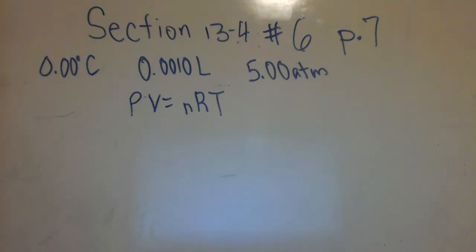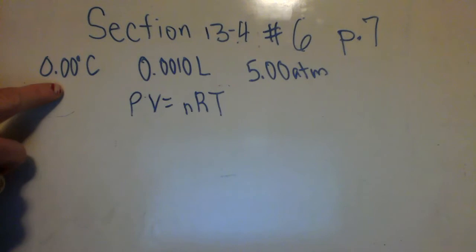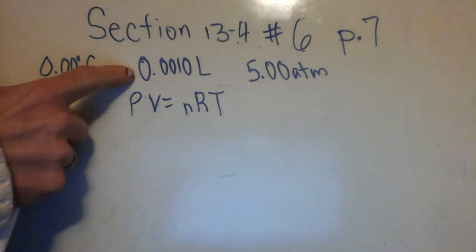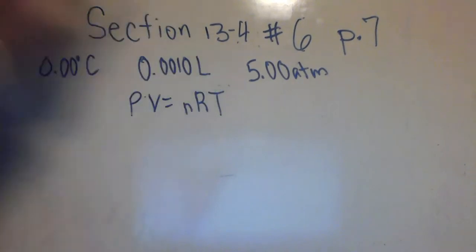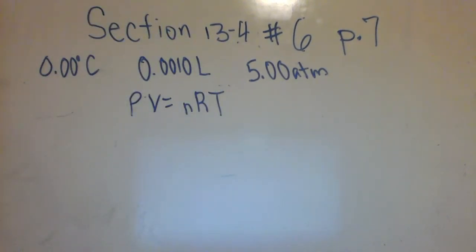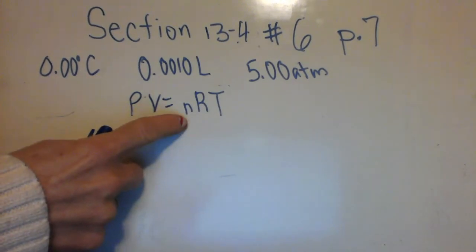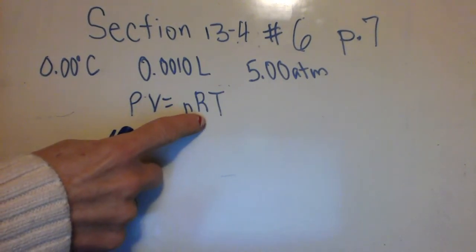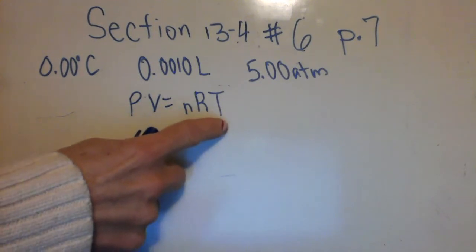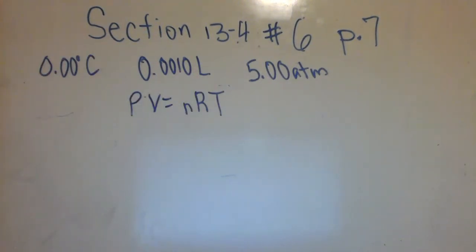We're given 3 values. The temperature is 0 degrees Celsius. The volume is 1/1000th of a liter. The pressure is 5 atmospheres. We also have our ideal gas equation, which is pressure times volume equals the number of moles times the universal gas constant times the temperature.